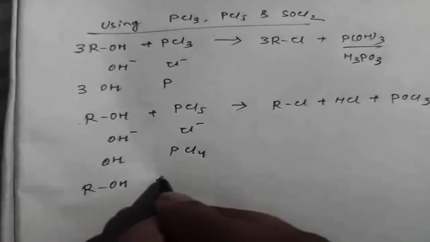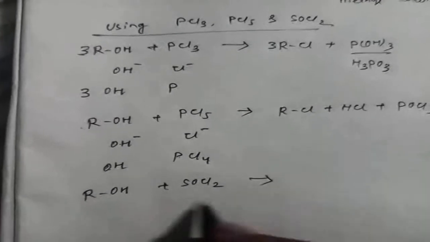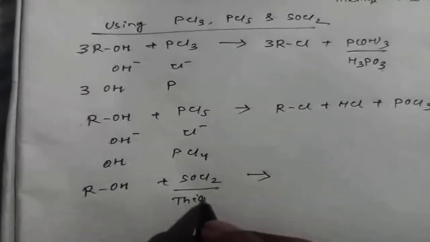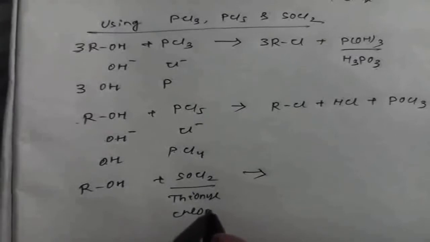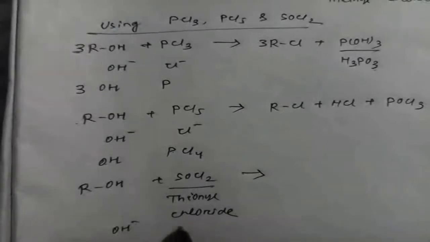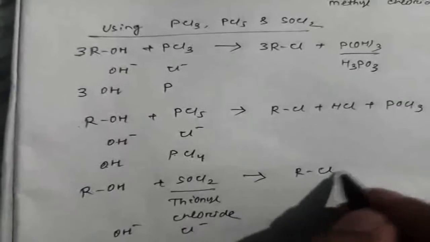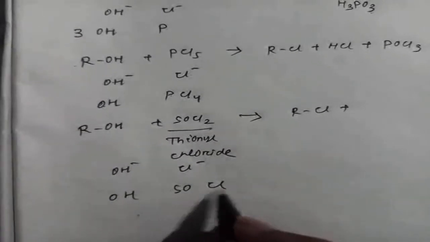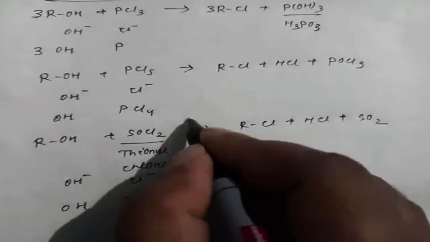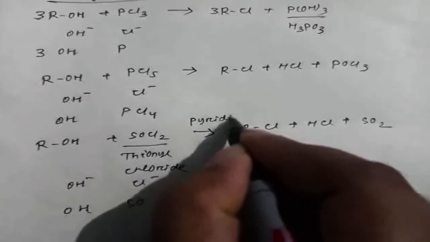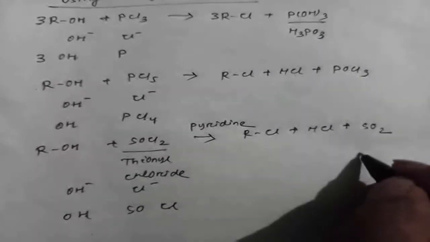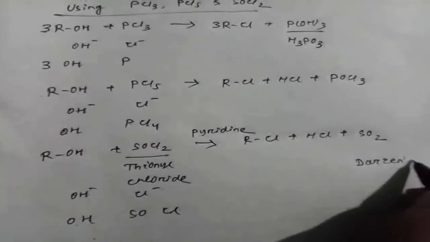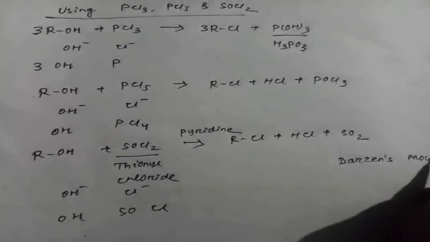Similarly, ROH plus SOCl2. SOCl2 is called thionyl chloride. OH minus, Cl minus interchange gives RCl. The remaining is OH SOCl. H and Cl combine to give HCl. SO and O give SO2 in presence of pyridine. This reaction is called Darzens process.